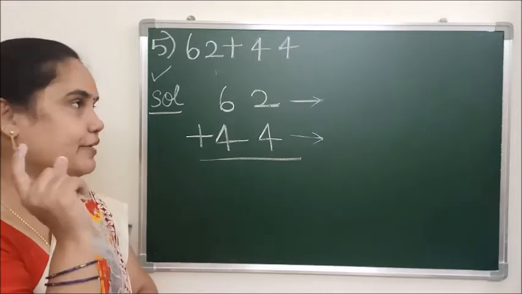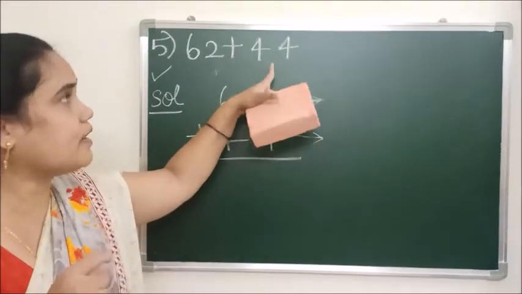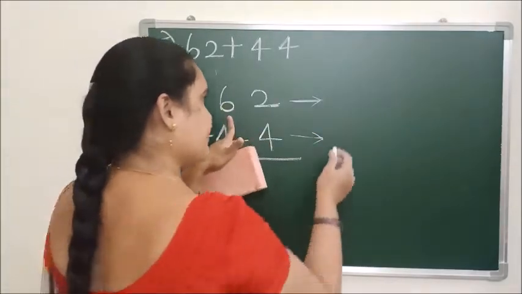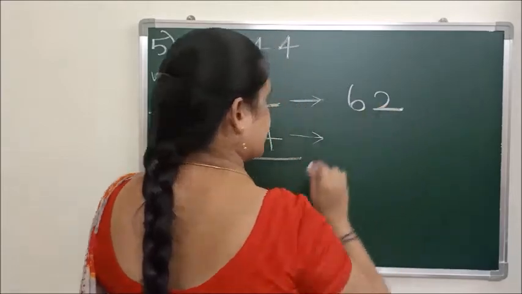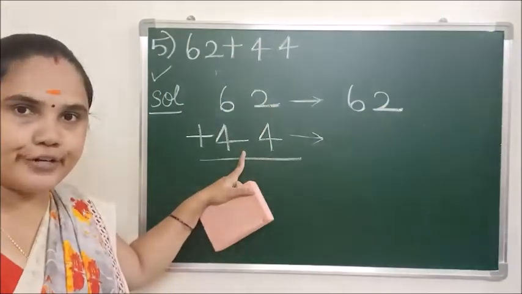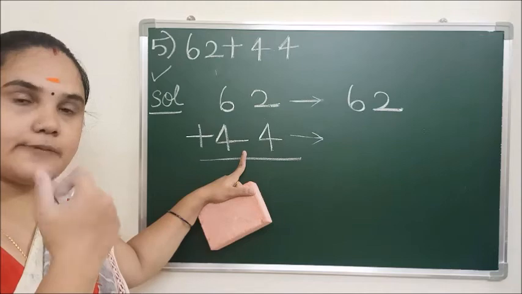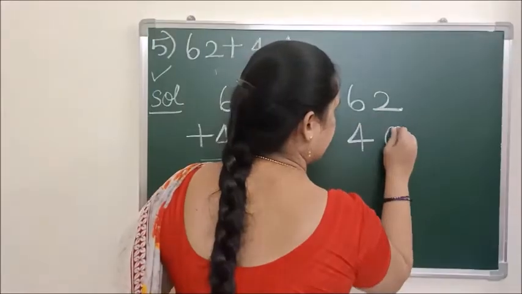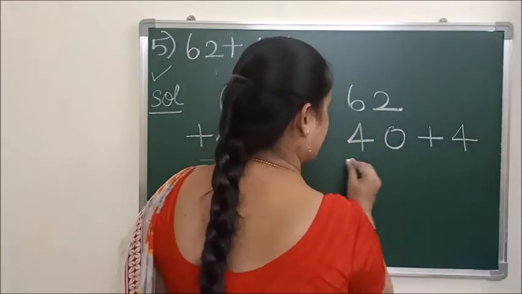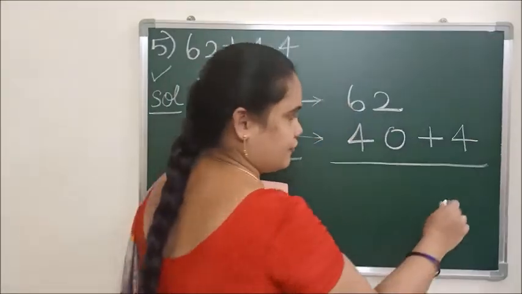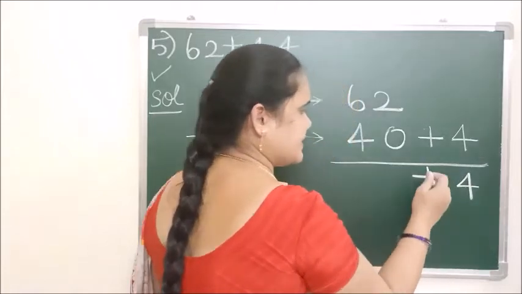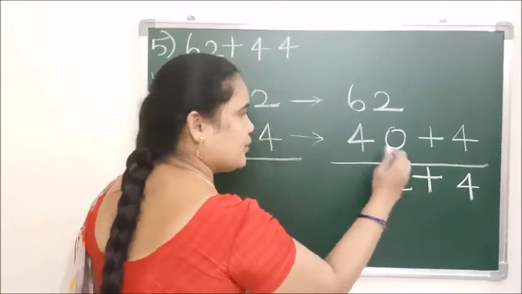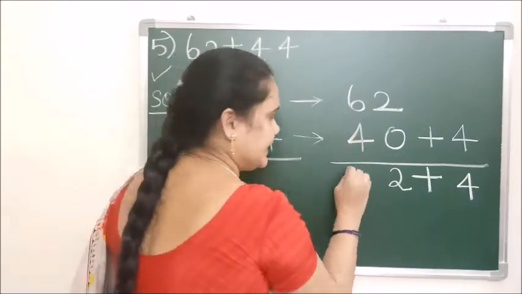What is the next step, children? First you have to identify which number is smaller. Which number is smaller? 44. Okay. So what is the next step? First write 62. 44 is the smaller number. Write the expanded form of 44. 40 plus 4. Now see, children. 4 plus 2 plus 0 is 2. 6 plus 4 is 10.